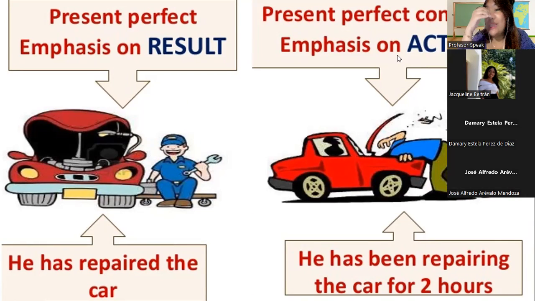For example, when you're explaining something and you give a lot of emphasis on the activity, you're going to use present perfect continuous. You say, I have been repairing the car for 2 hours. The emphasis, you see, is the time. And you say, he has repaired the car. It's more specific. But the other, remember, the present perfect continuous is the time. I have been reading this book for 5 days. I have been watching a Barbie movie for 3 days. So that's an example.